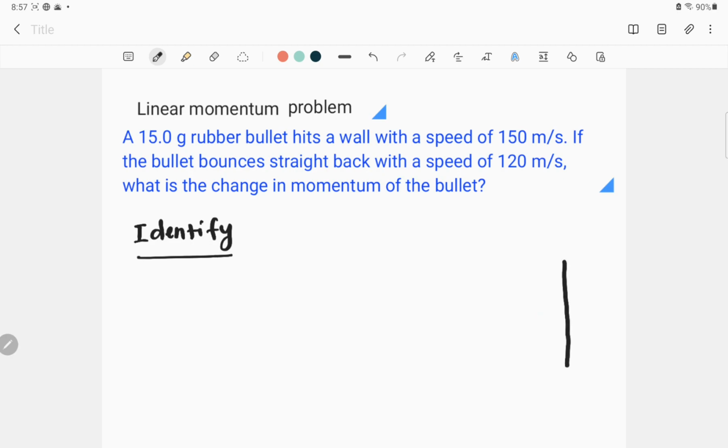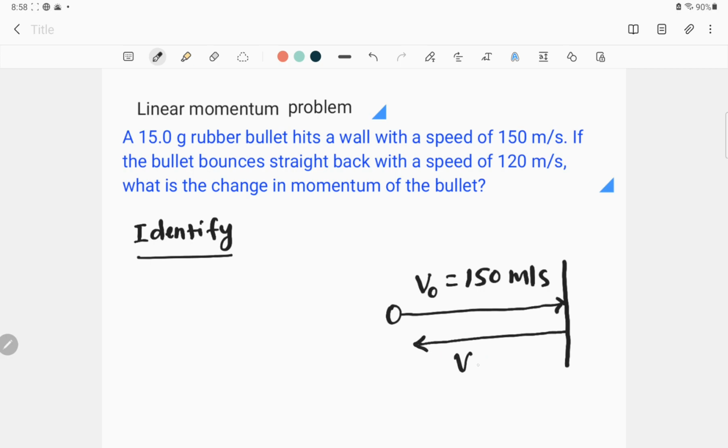So this is the wall, suppose, and the bullet is going from here in this direction, right? It hits, and the velocity v naught is 150 meter per second. It bounces back straight, and the final velocity v is minus 120 meter per second.